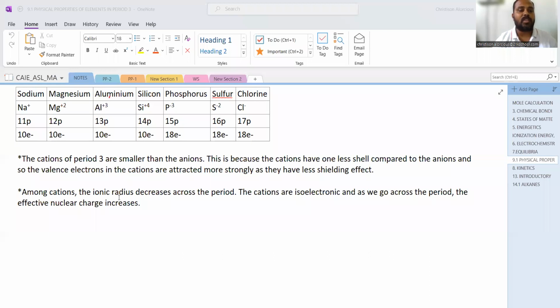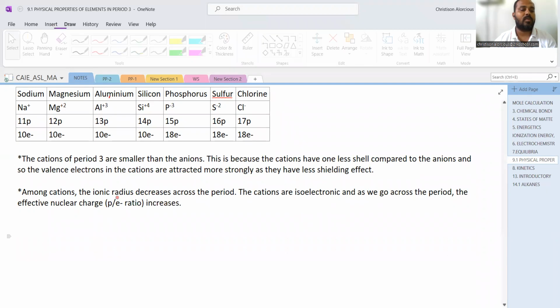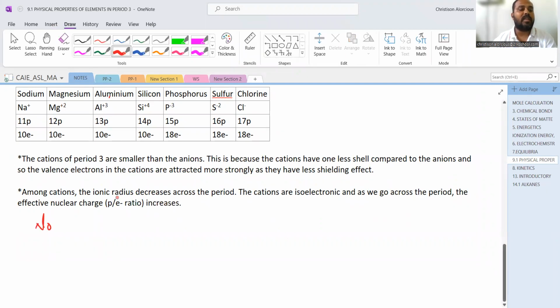Okay, so it's nothing but just the proton to electron ratio. The actual calculation involves charges and the radius all put together, but for us, we can just consider that as the proton to electron ratio. It increases. Now, if you look at it, in sodium, there are 10 electrons. In sodium, there are 10 electrons being attracted by 11 protons. So the proton to electron ratio is basically 1.1.